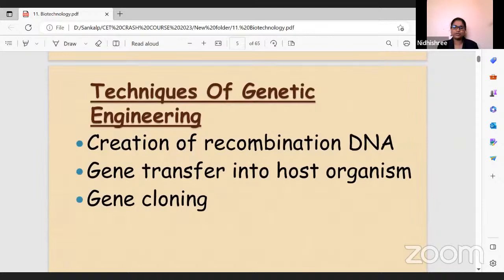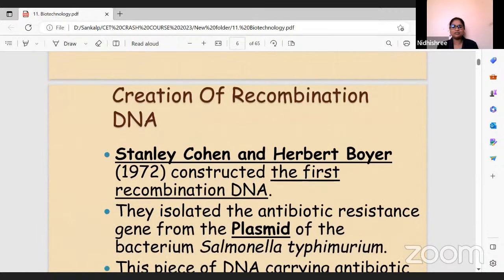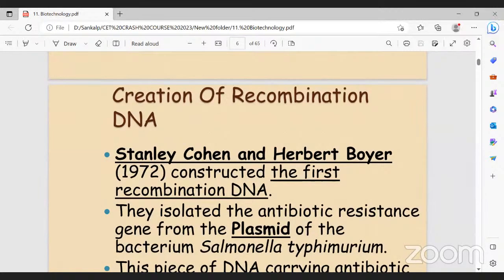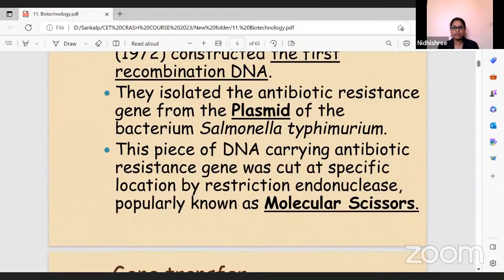So the techniques or steps of genetic engineering: the first one is creation of rDNA, recombinant DNA; the second is gene transfer into the host organism; the third one is gene cloning. Stanley Cohen and Herbert Boyer, very important. Creation of recombinant DNA was first put forth by Stanley Cohen and Herbert Boyer, who constructed the first recombinant DNA. What they did, they isolated the antibiotic resistance gene from the plasmid of the bacterium Salmonella typhimurium.